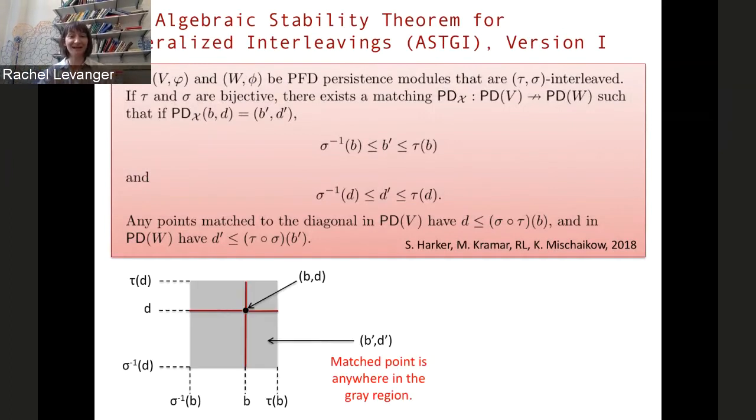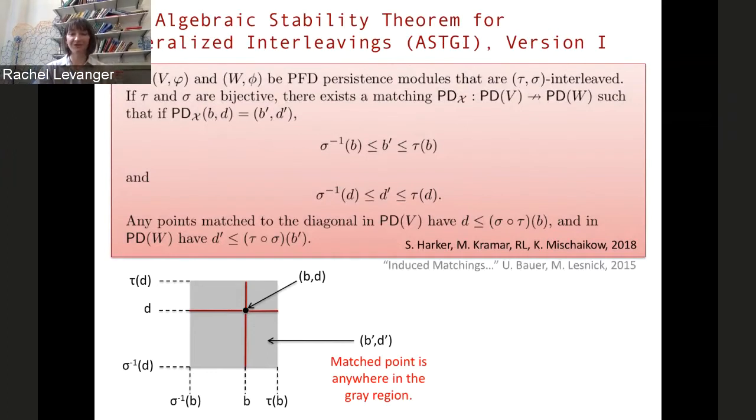So it's pretty exciting. Imagine you've got a point from V that you can compute. So that's the point (B, D) here. If it's matched, then we know that we can bound the location of (B', D'). On the front, the birth could be as far forward as tau of B, and the death can be as far up as tau of D. And then it's going to be bounded below by sigma inverse of B and D.